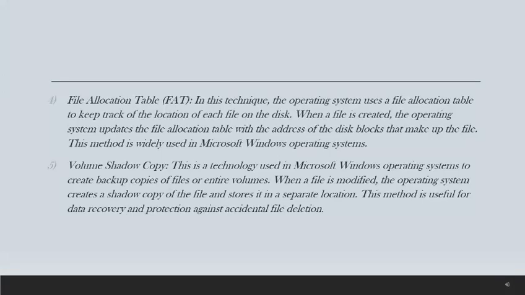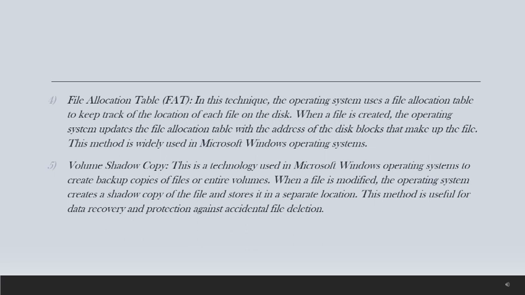Fourth one is file allocation table, which is also called FAT. In this technique, the operating system uses a file allocation table to keep track of the location of each file on the disk. When a file is created, the operating system updates the file allocation table with the address of the disk blocks that make up the file. This method is widely used in Microsoft Windows operating systems.